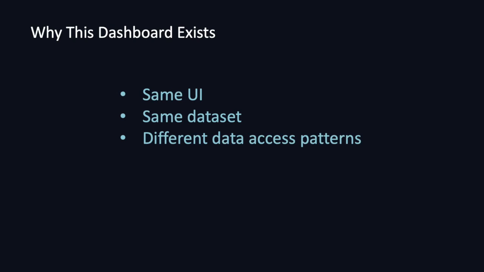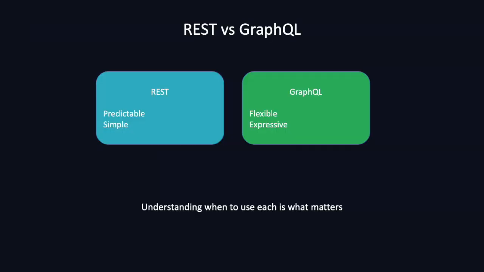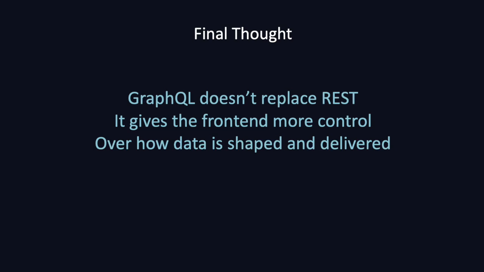The same UI, the same dataset, but two different data access platforms. REST is predictable and simple. GraphQL is flexible and expensive. And understanding when to use each is what matters in a real system. GraphQL doesn't replace REST. It gives the front end more control over how the data is shaped and delivered.